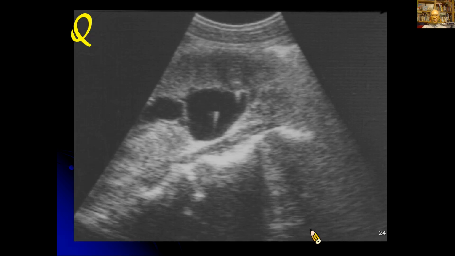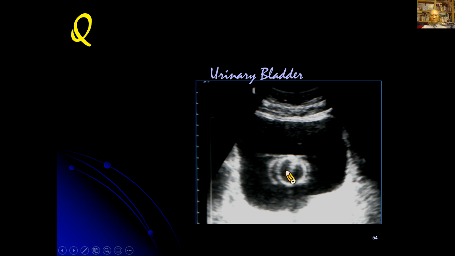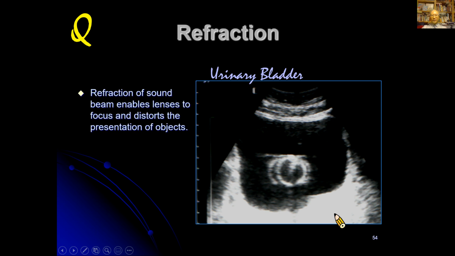There's a ring-down artifact. How about this? Comet-tail, no doubt. Comet-tail. How about this? Double Foley catheter balloon. So there's a refraction artifact or lens artifact, sometimes called phantom or ghost artifact.